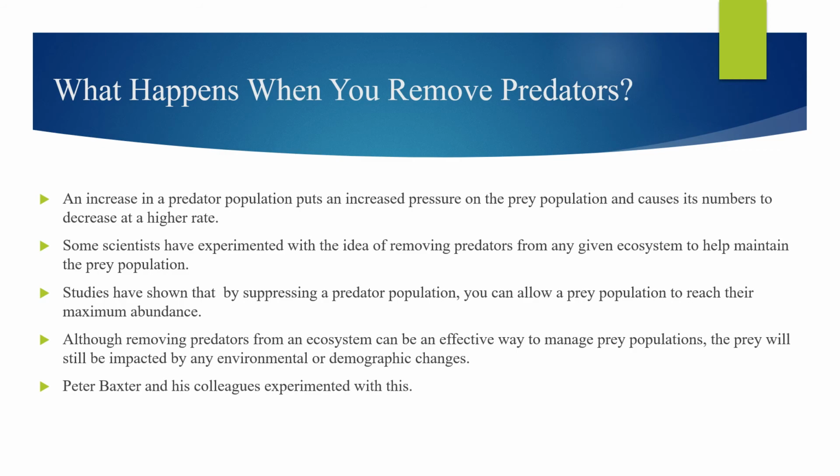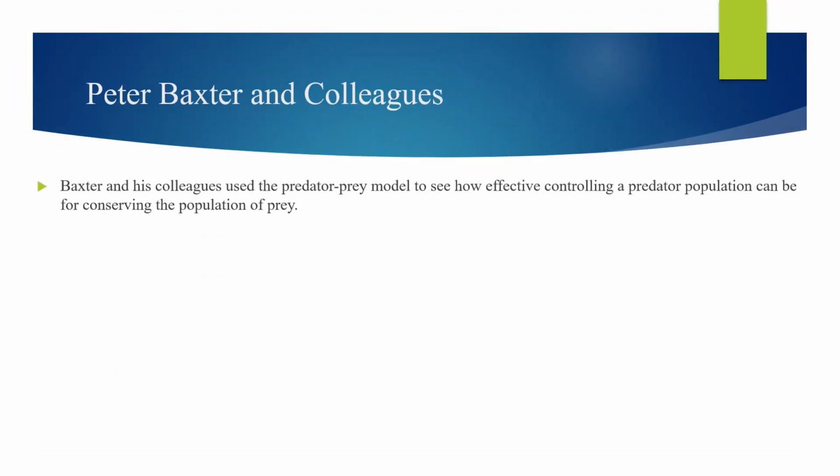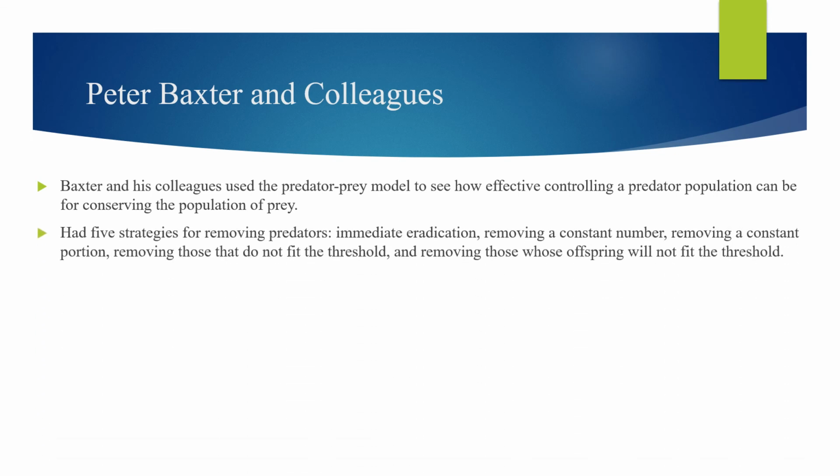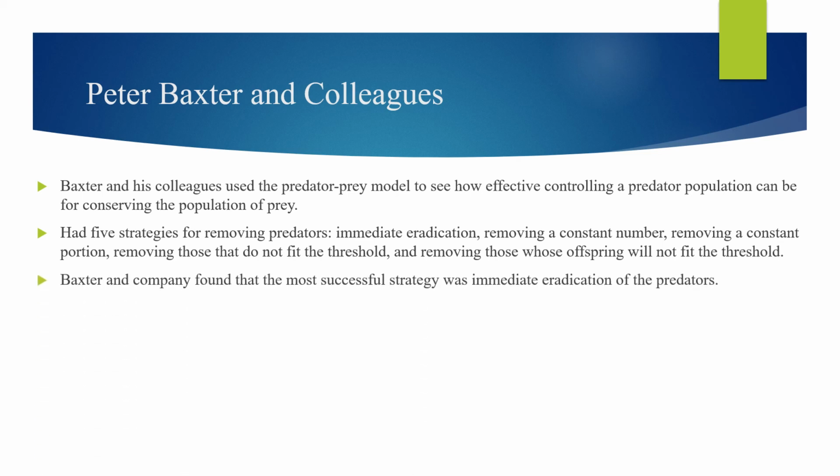Peter Baxter experimented. They used the predator-prey model to see how effective controlling predator populations could be for conserving populations of prey. They had 5 strategies for removing their predators: immediate eradication, removing at a constant number, removing constant portions, removing those that didn't fit the threshold, and removing those whose offspring wouldn't fit the threshold.